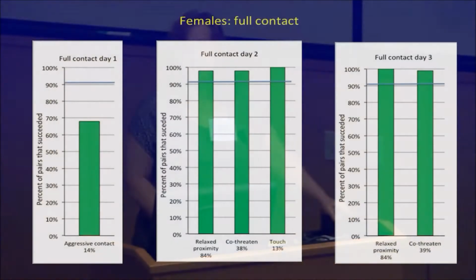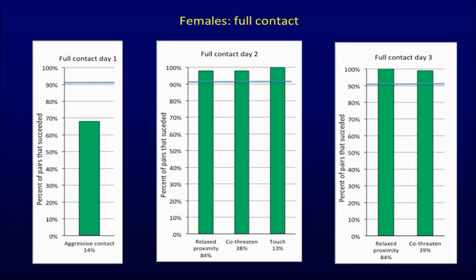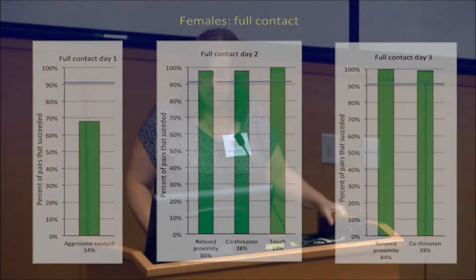Okay, now we're looking again at females in the first day or two of full contact. Very little emerges in the first day. It's just in the subsequent days that we start seeing behaviors that are very predictive, if not practically guarantee a good outcome. And they're kind of interesting. One is relaxed proximity, just sitting near each other, and that kind of stands to reason, but not everything that stands to reason to us turns out to be true. Another behavior that is very predictive is co-threatening. And I've got a little video of that.